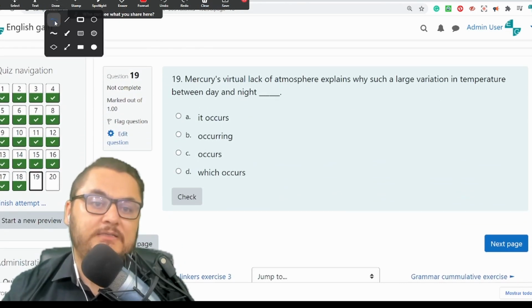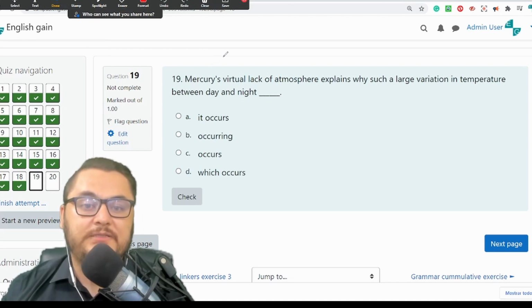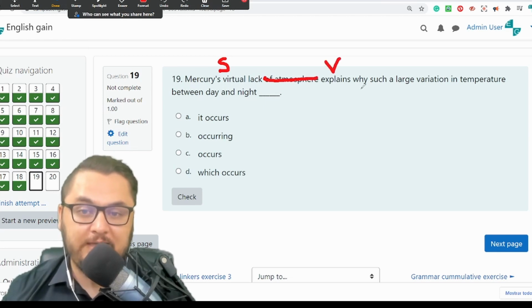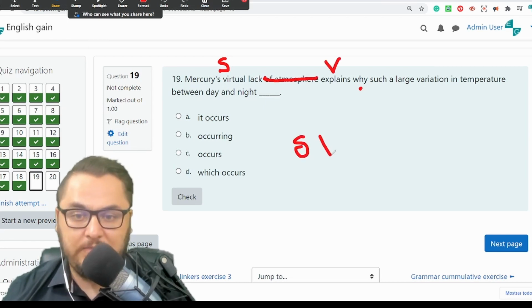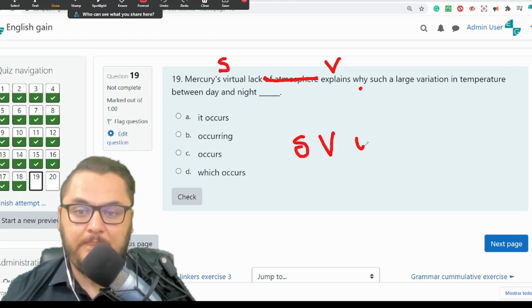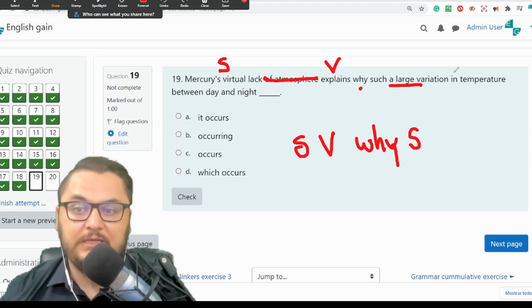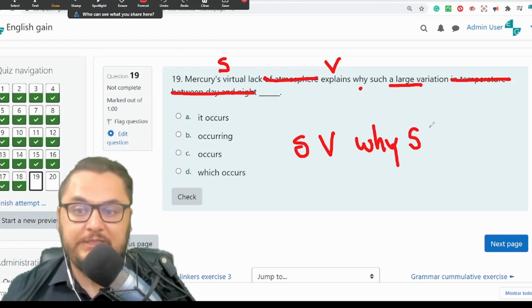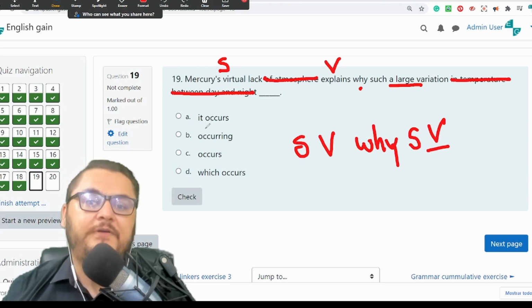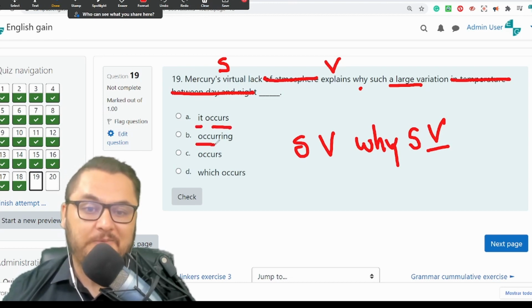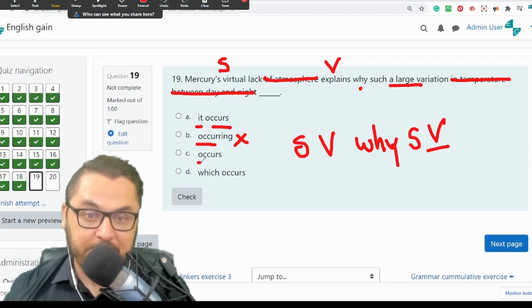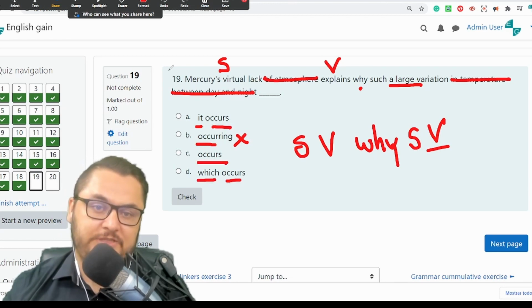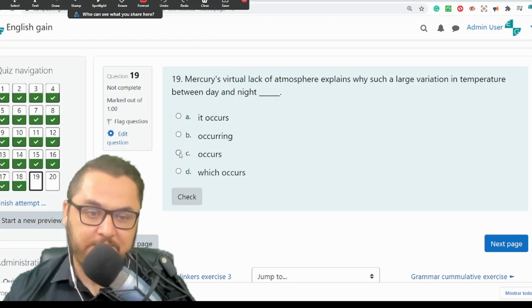Now, in this exercise, we have a subject, and then lack of atmosphere explains is the verb and the connector. So I'll take him down here. Subject, verb, why. A large is another subject, and I have temperature, which is a preposition, between another preposition. I just need a verb. And then the first one has a subject and a verb. The second one is an adjective. The third one is the verb. The fourth one is just a connector. I'm just looking for the verb.